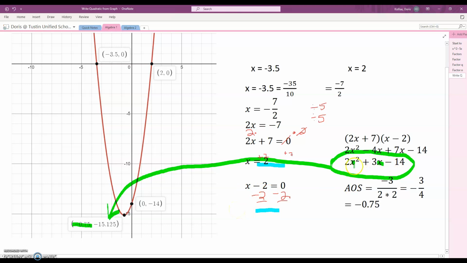The other thing I want to check is if you plug in 0, do I get negative 14 for my y-intercept? And I do. So those would be the things that would verify this whole thing.